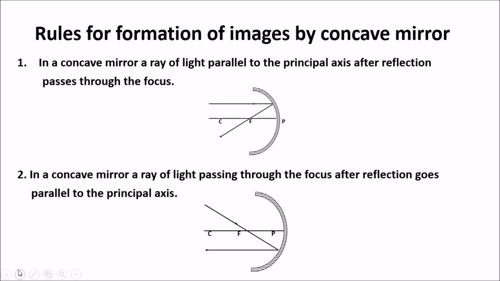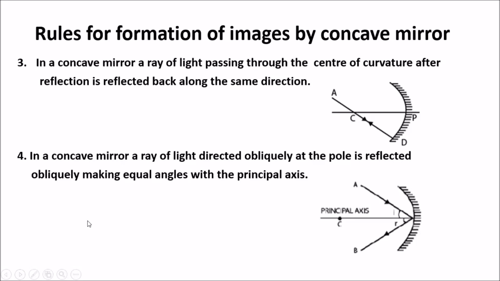This is rule 2. Now, when we talk about rule 3, it's the simplest, easier one. It says if a ray passes through the center of curvature and hits the concave mirror, then it reflects back, which means this is a situation which represents that light is passing normally. If you recollect from the reflection of light, when the light passes normally, the incident ray and reflected ray are at the same place. So you can see this is that situation where light is passing normally. So rule 3 goes like this: in a concave mirror, a ray of light passing through the center of curvature after reflection is reflected back along the same direction.